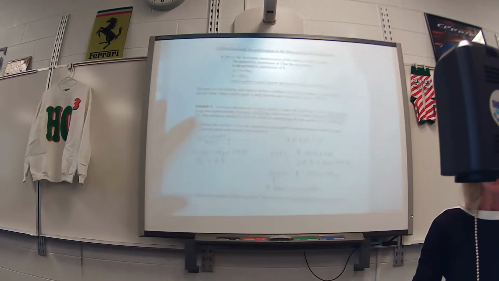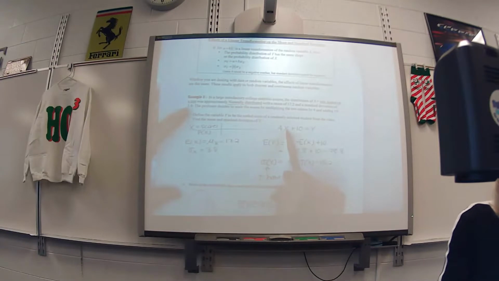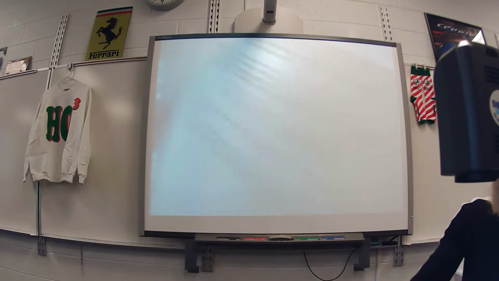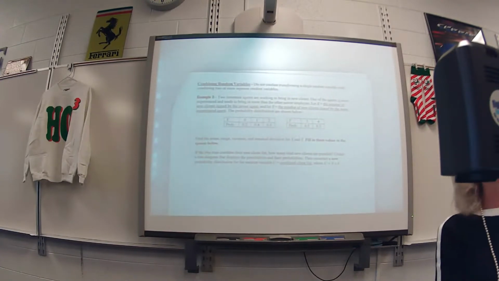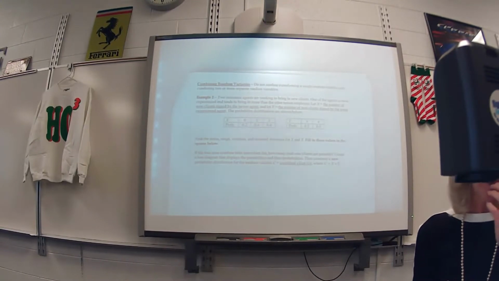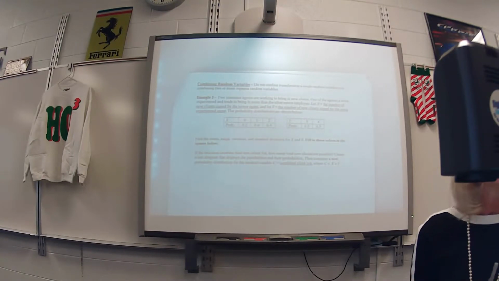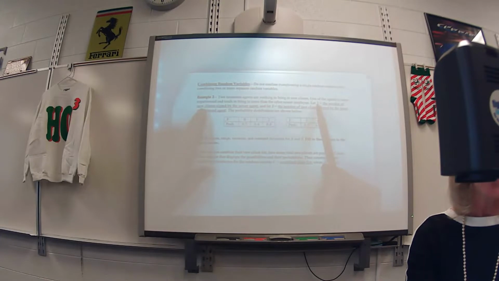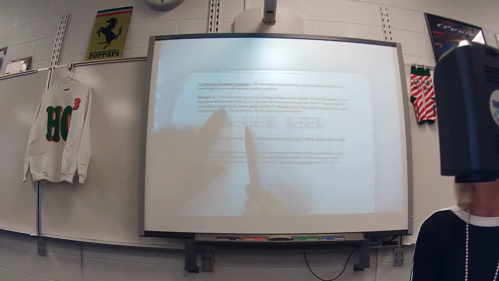So what we did yesterday briefly is we took a random variable X and did some mathematical transformations to it to create a new random variable Y. What we're going to do now is start with two separate random variables and then put them together, okay? In this example, I said two insurance agents are working to bring in new clients. One of the agents is more experienced and tends to bring in more than the other, newer employee. So we're going to let X equal the number of clients signed by the new agent.